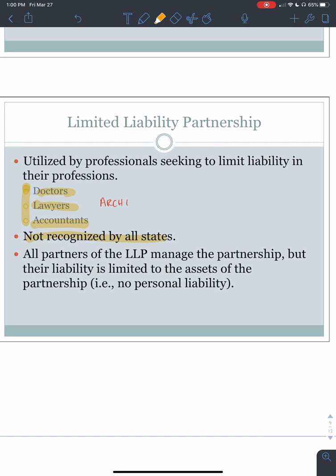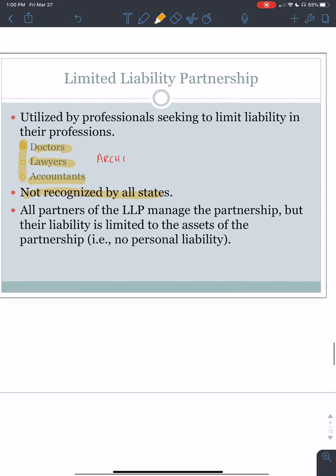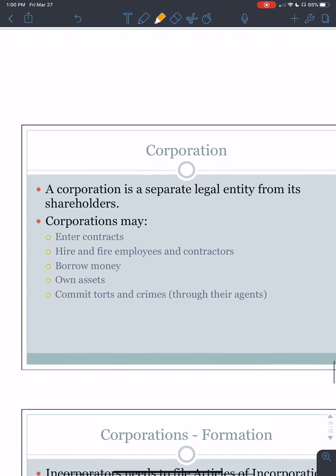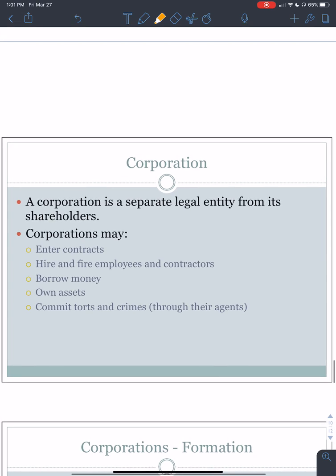Okay. All right. Now let's go on to corporations. This is the one that everybody's heard of. People may work for a corporation. A corporation is different. It has a couple of unique pieces to it.